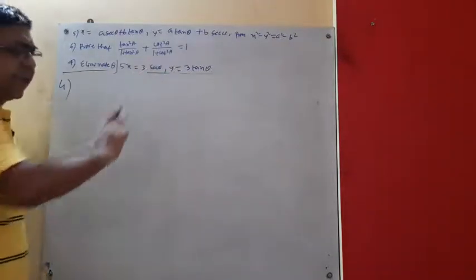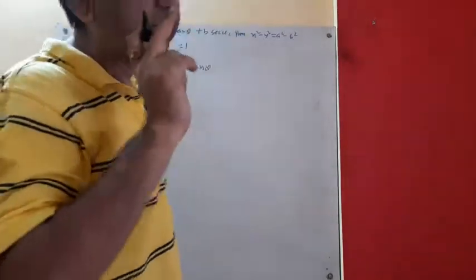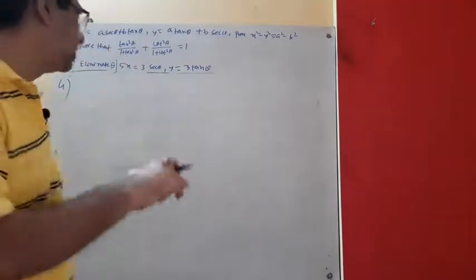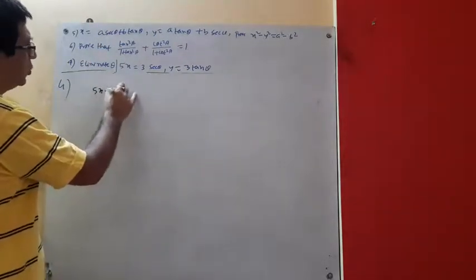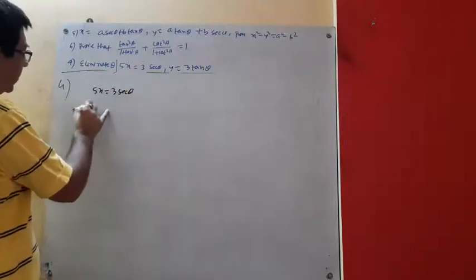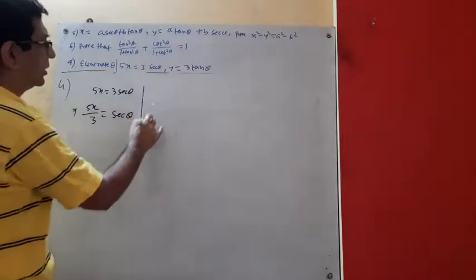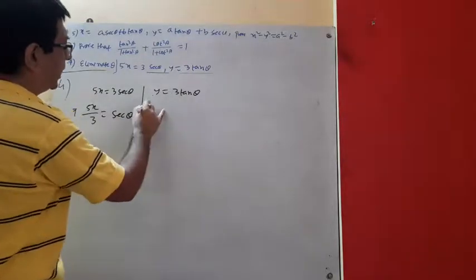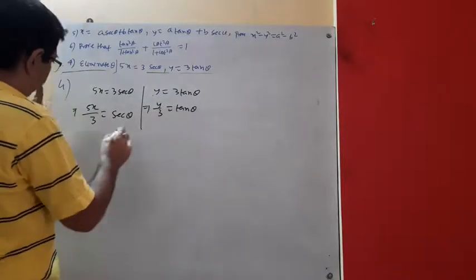Look, sec and tan. By seeing sec theta and tan theta, we get an idea that there is a formula, sec square theta minus tan square theta equal to 1, right? We will use this formula. So 5x equal to 3 sec theta, that means 5x by 3 equal to sec theta, right? And y equal to 3 tan theta, that means y by 3 equal to tan theta, right?